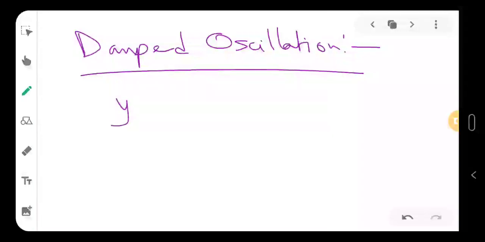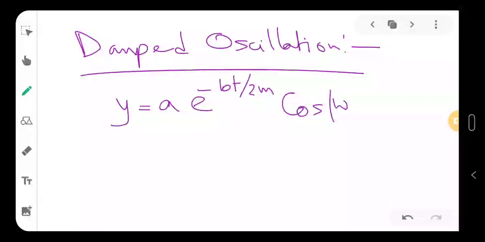So in that case, we write y is equal to a e to the power minus bt by 2m. You can see there is an extra term here. And then we have sine or cos, whatever you can take, cos, then omega prime t plus phi. Okay, phi is the phase. So you can say that even this is not there, and the simplest formula is this one: sine omega t.